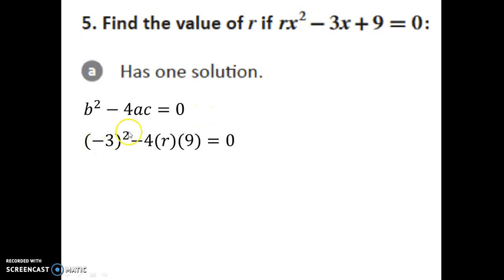Okay, substitute in negative 3 for b. That's negative 3 squared minus 4a is r. See, this is actually easier than the last question because r only appears once in here. Solve this. Let's see. We get 9 minus 36r equals 0. When you solve that, you get r equals 9 over 36, or 1/4. Let's check that one.